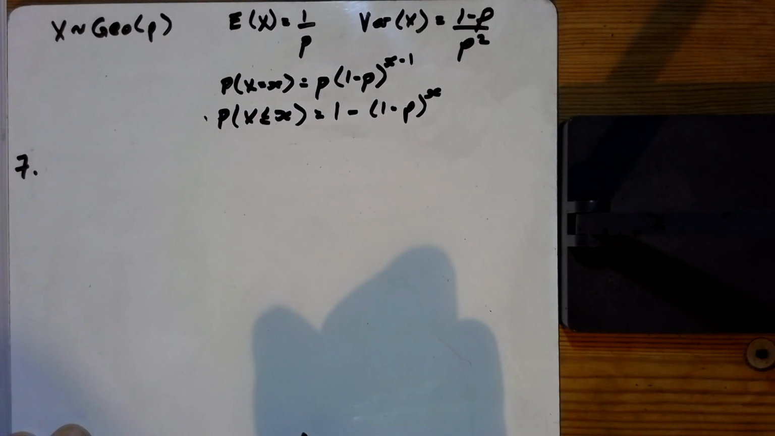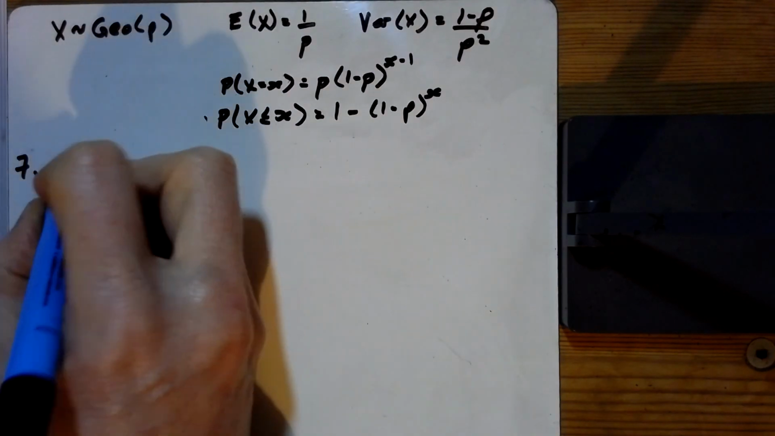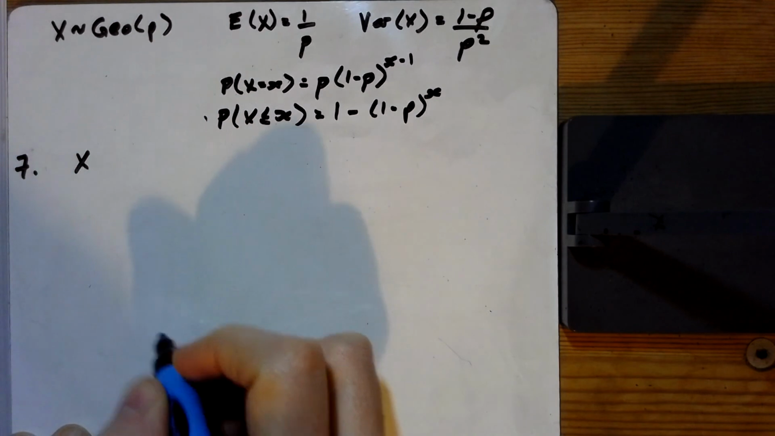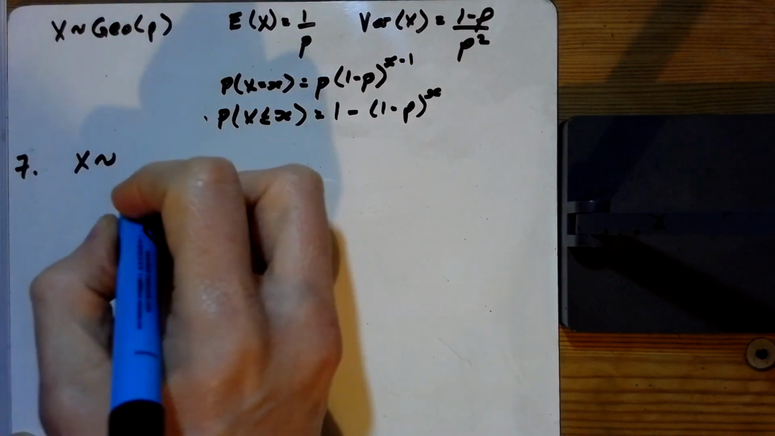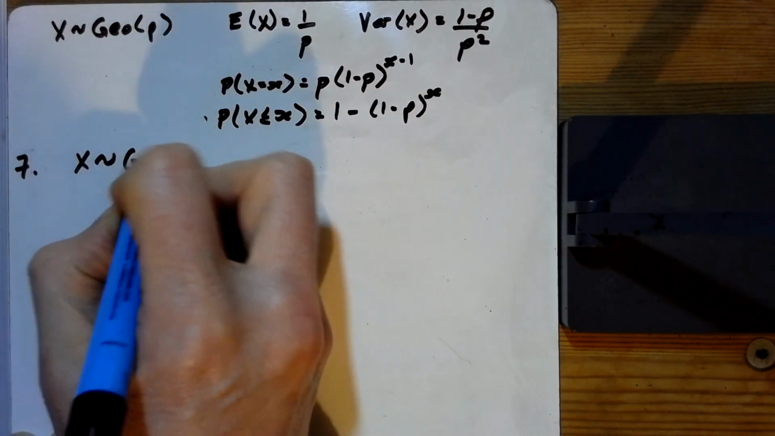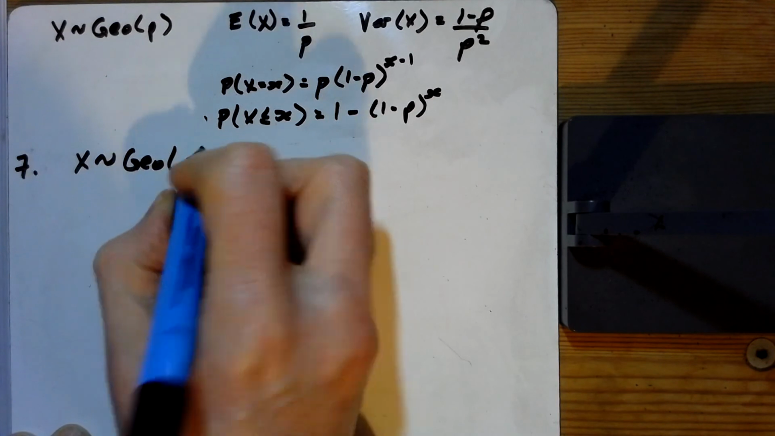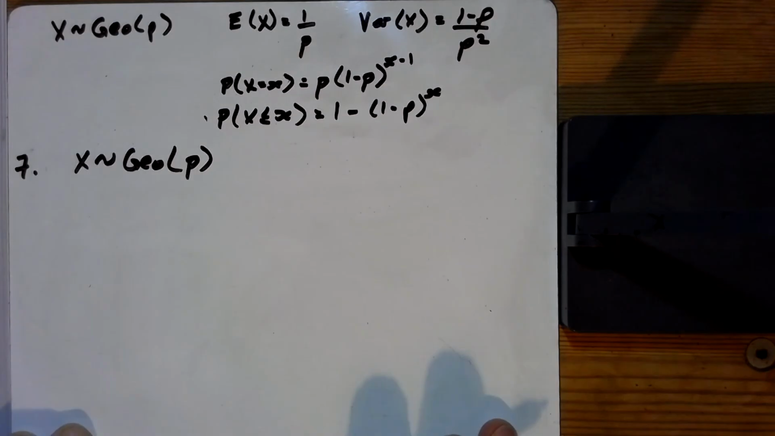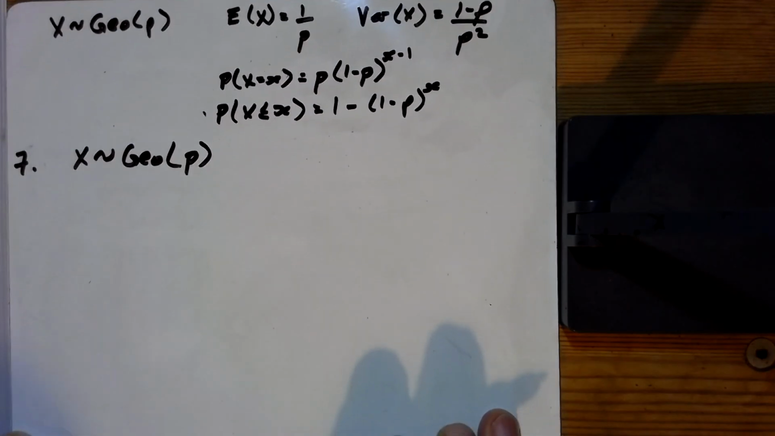Question 7, Vincent's trying to parallel park. He's not doing his driving test like Yolanda was earlier. He's just trying to parallel park. And so his attempts at parallel parking are going to follow a geometric distribution with the probability P of success.